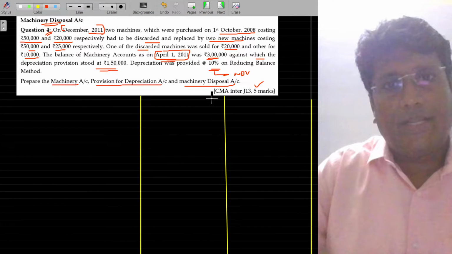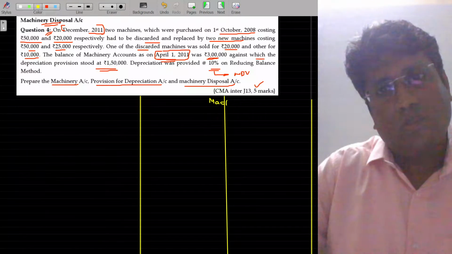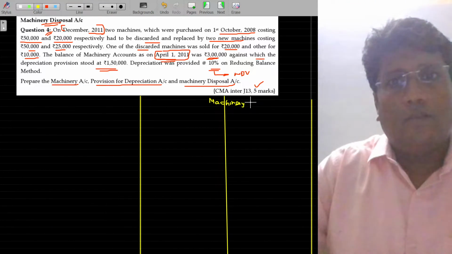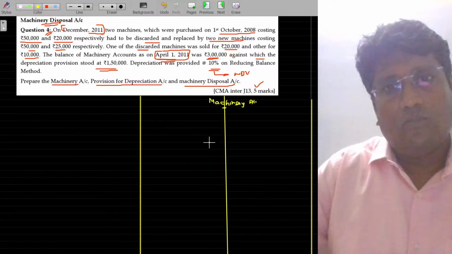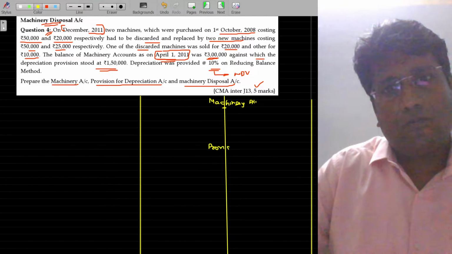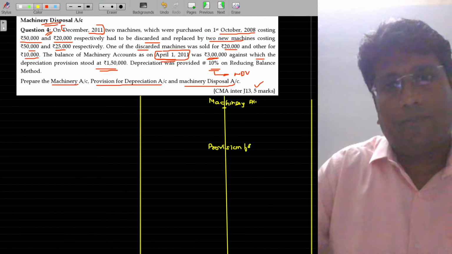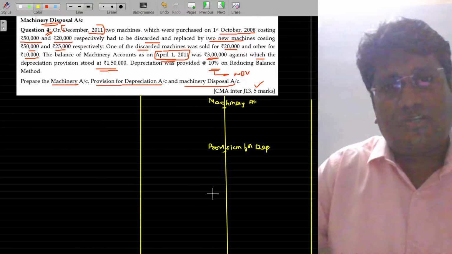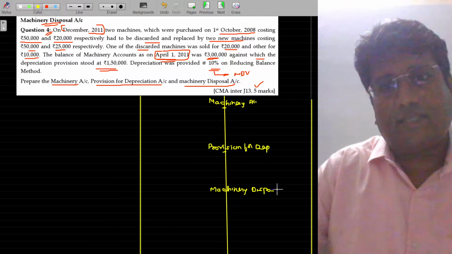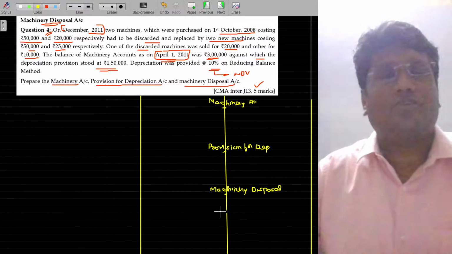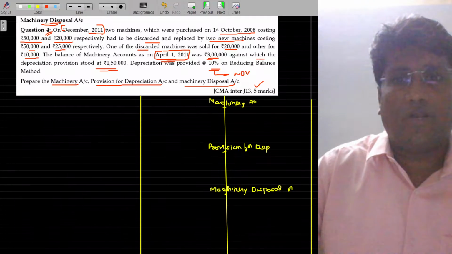Machinery account. Okay. And then we have a provision for depreciation account. And then we have a machinery disposal account here. So in this case, the asset sale, sold or disposed is routed through the machinery disposal account. Okay, you have to understand.